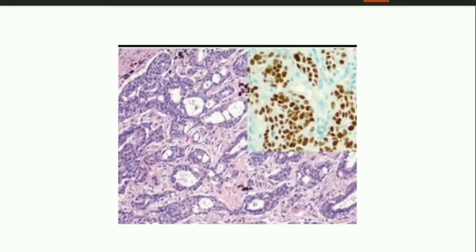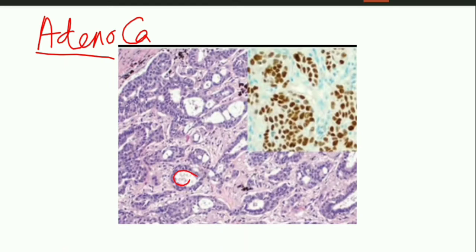Hi everyone. So we are dealing with respiratory pathology, and what we are learning now is adenocarcinoma. So you know it is from the glands. So here you can see it is a glandular pattern. You can see a lumen, and surrounding that you can see the tumor cells.